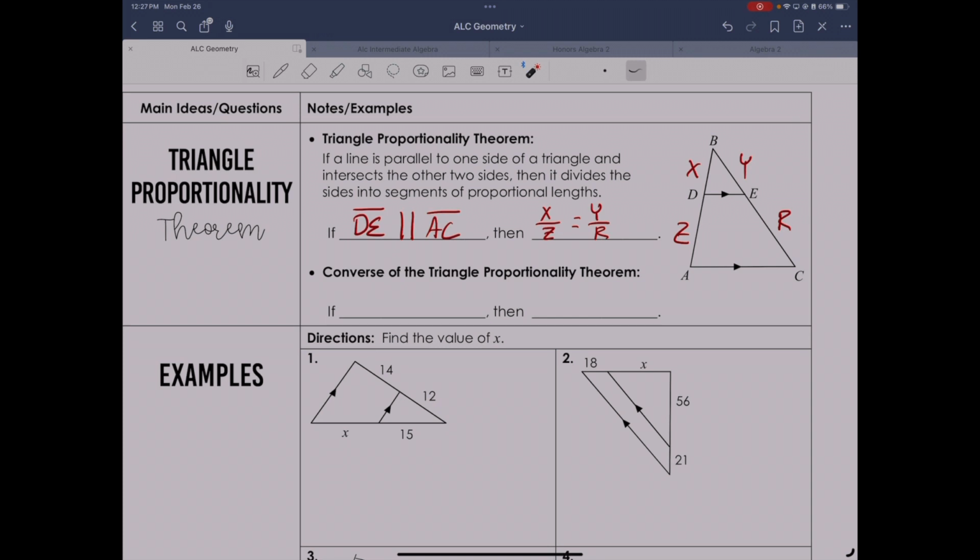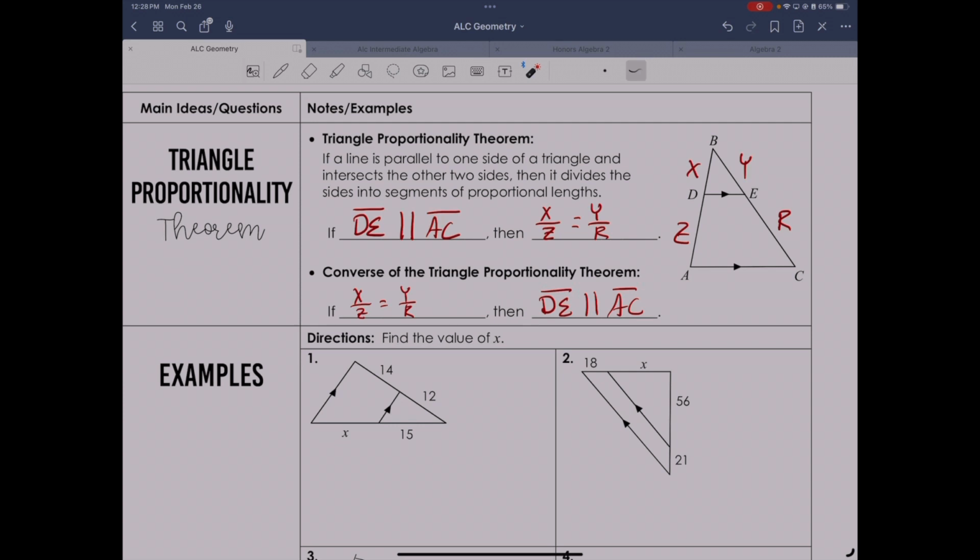Okay. And then the converse to the theorem is true as well. If X over Z is equal to Y over R, then segment DE is parallel to AC. It just flips it around. If they're proportional, then the lines are parallel. So that's that whole thing. It's proportionality: this over this equals this over this. And all the words really make it, again, more complicated than it needs to be. It essentially says that I can make a division bar there, and I can put an equal sign between them.